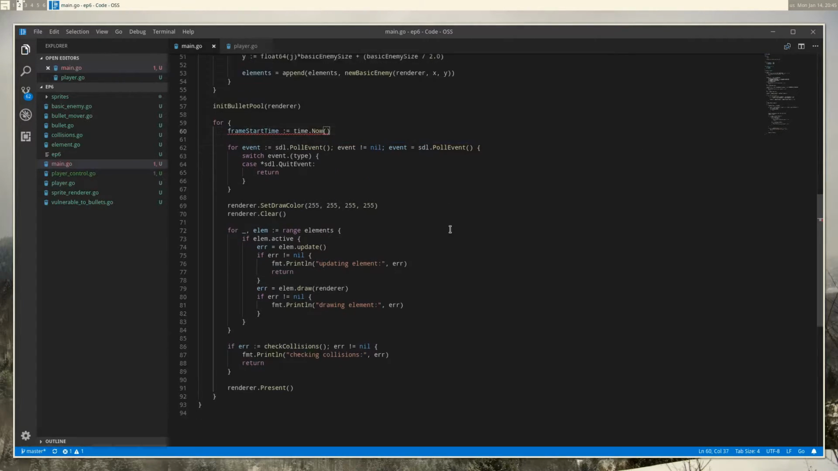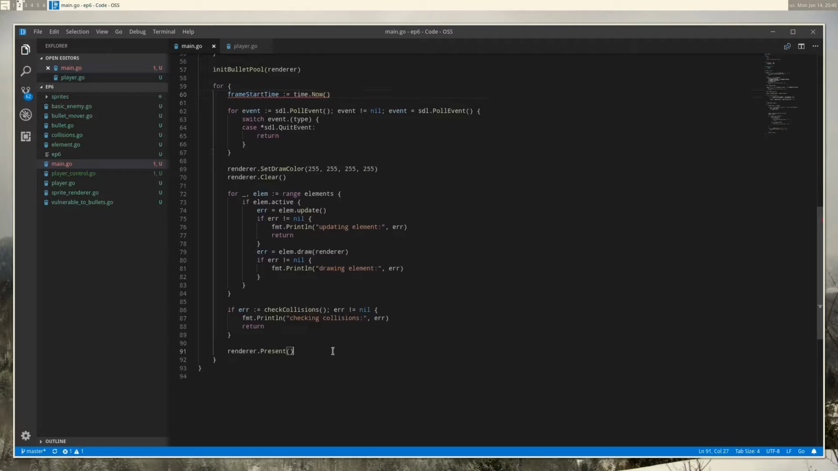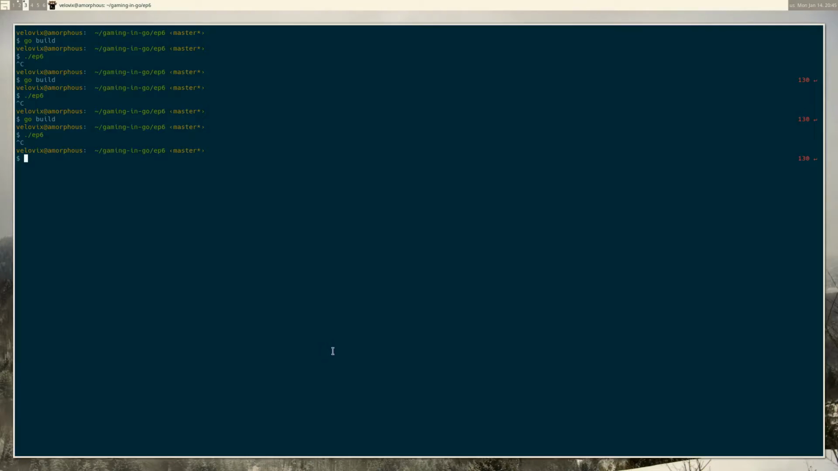So now we've recorded when the frame starts, so it's fairly straightforward at the end of the frame to calculate how long it took for the frame to process. So just for fun, let's take a look at how long that takes. We can just go ahead and print the time.Since the frame start time, and let's build our program and see how long it generally takes to create frames.